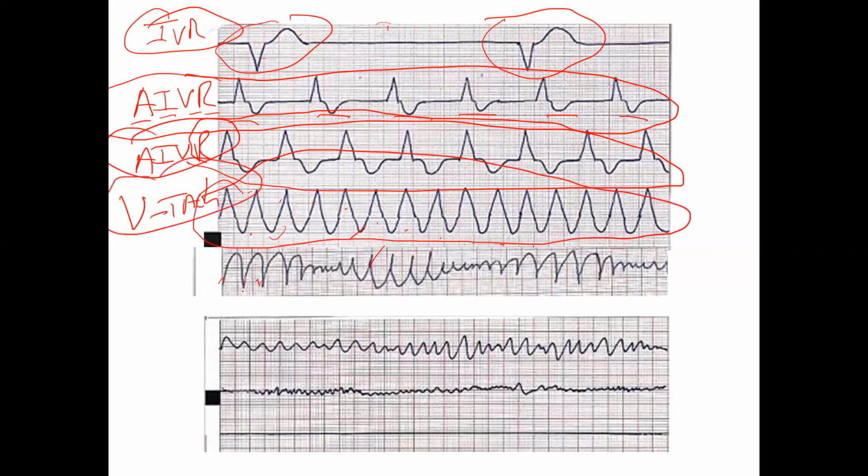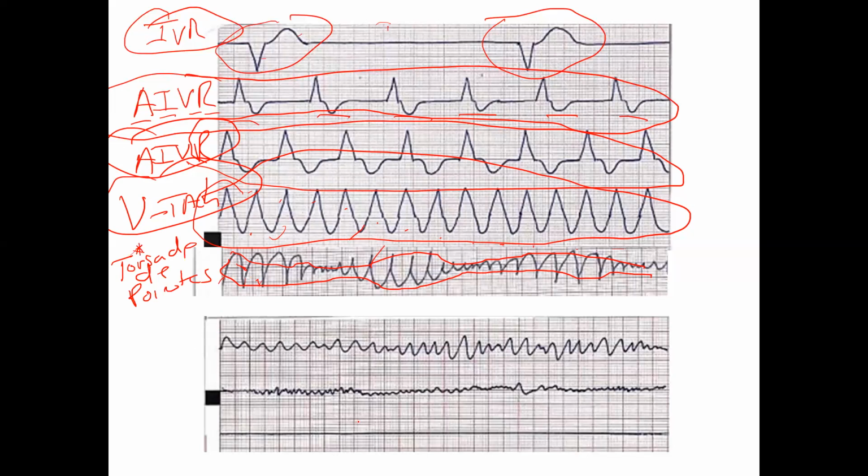The next one is also VTAC, but it has this weird, we're-having-a-party ribbon look, which is a long QT causing this. So what do we call this one? Torsades de pointes. That's a special one, just like Wolff-Parkinson-White is a special one you should know.